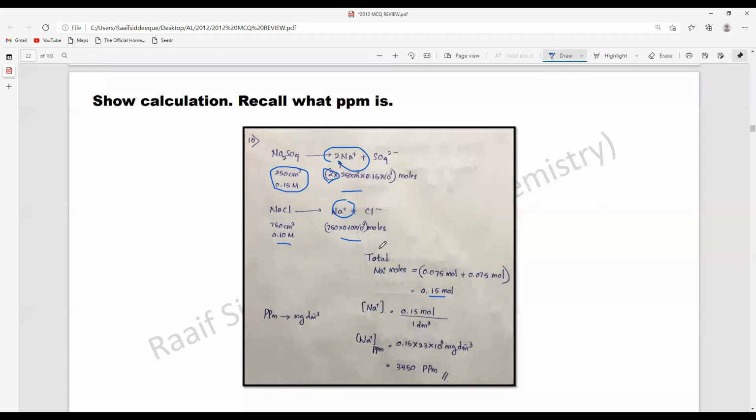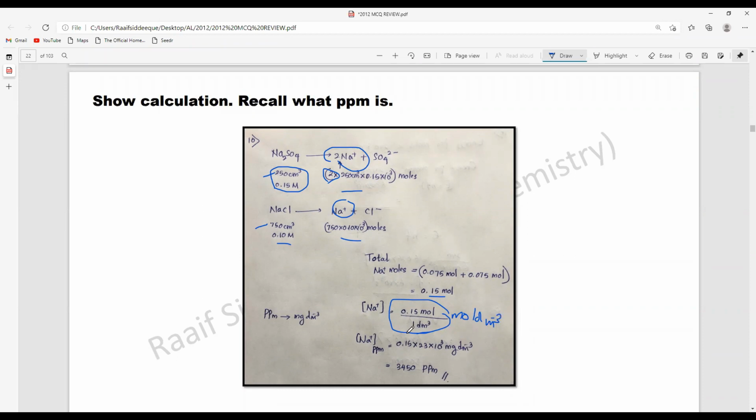And you know, the concentration is now 0.15 mole, and the volume is 1 decimeter. Why? Because you mix 250 cubic centimeter with 750 cubic centimeter. The total volume is 1000 cubic centimeter, which is 1 decimeter. So now you have 0.15 mol dm minus 3 concentration. But you need it in milligrams per decimeter.